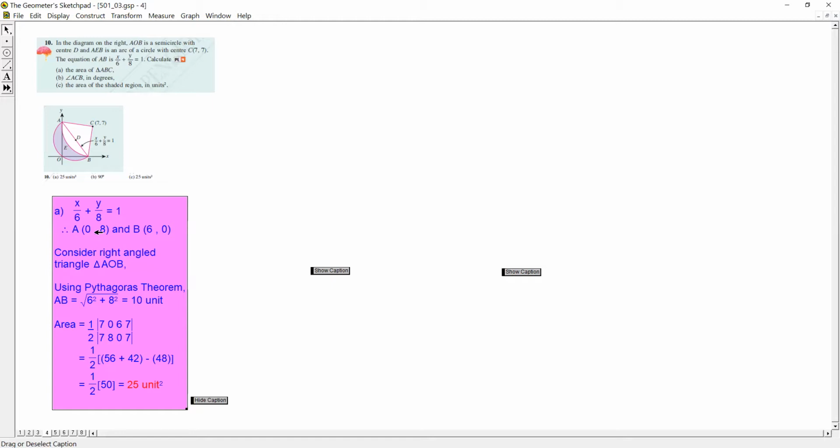Now if it is given to you x over 6, y over 8 equals to 1, it means that there is a point here. The y-intercept is 8. So that means the point A is 0, 8. They give you in this form, y over 8, that means the y-intercept is 8. Now, y-intercept is 8, but the coordinate is not 8. The coordinate of A is 0, 8.